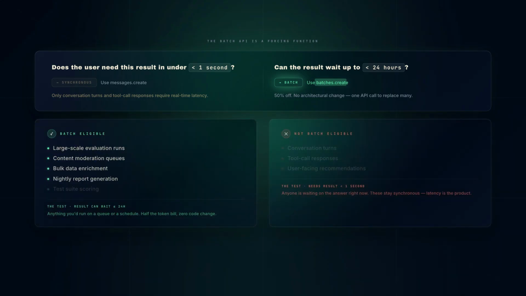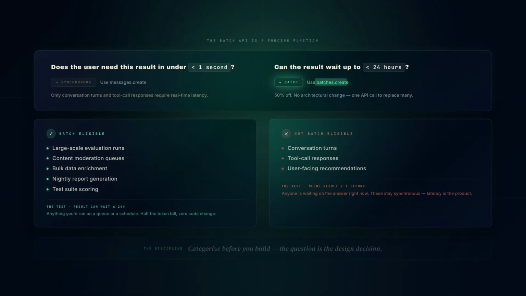Large-scale evaluation runs, content moderation queues, bulk data enrichment, nightly report generation, test suite scoring, all batch eligible. Conversation turns, tool call responses, user-facing recommendations, not batch eligible. The discipline: categorize before you build.